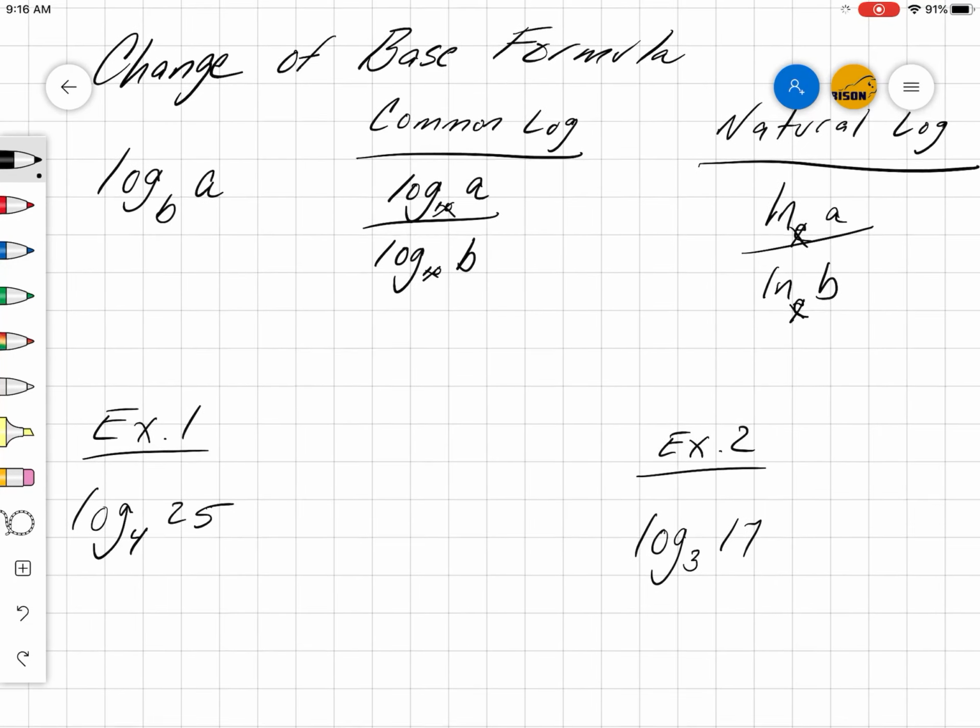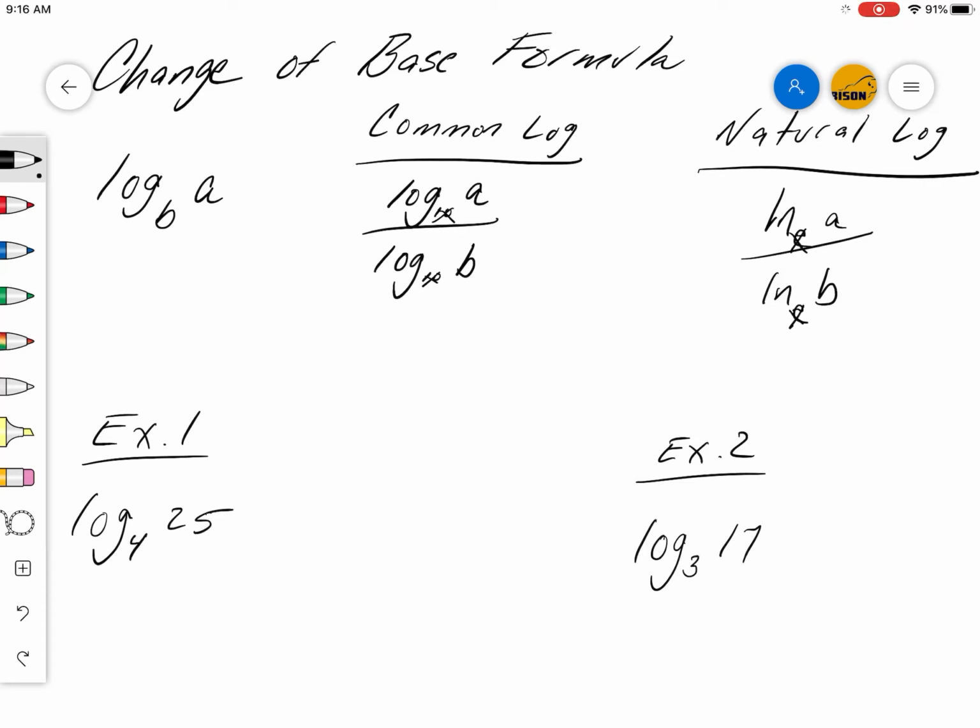Example 1 here wants us to, our directions are basically evaluate this, figure out what it is. Okay, I can't type this in. I have an Inspire here in front of me, so I can type it in. I will type it in actually.